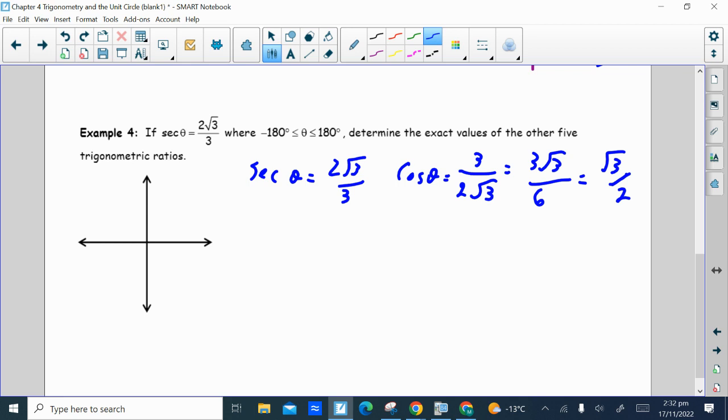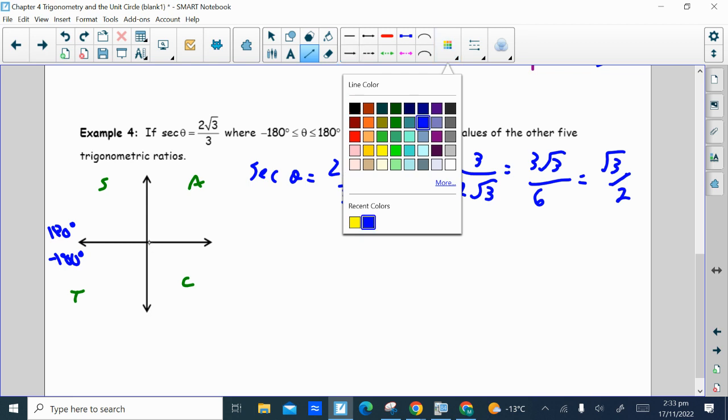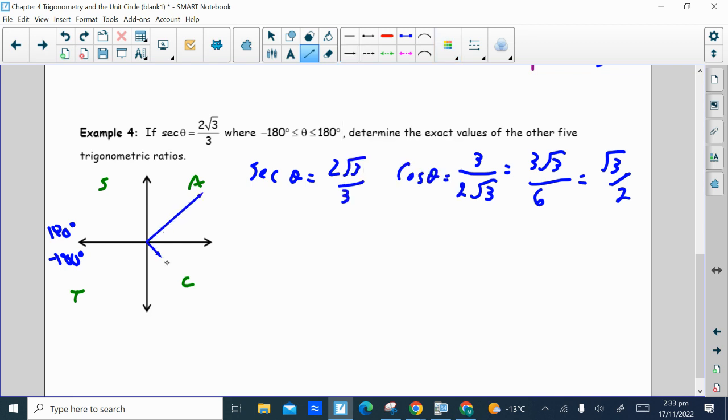terminal arm. And in this case, there's actually going to be 2 of them, because we're not told what quadrant specifically we're in. We just said that theta is between negative 180, which is there, and positive 180. So if you start at negative 180 and go to positive 180, you're going to go through all 4 quadrants. And so there's going to be 2 quadrants where secant or cosine are positive. That'll be the A quadrant as well as the C quadrant.